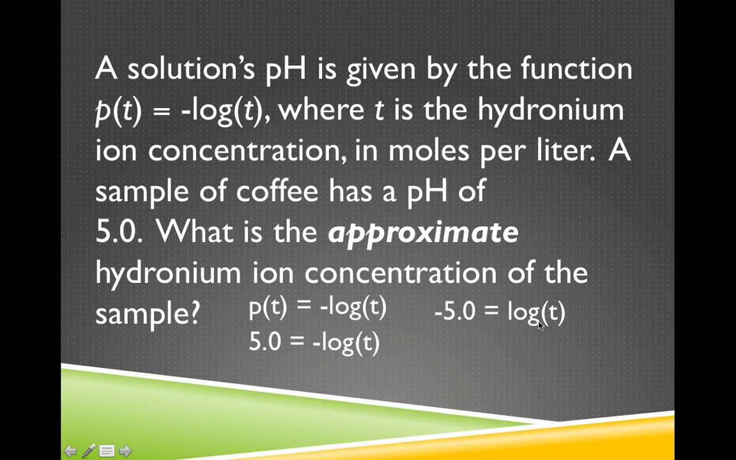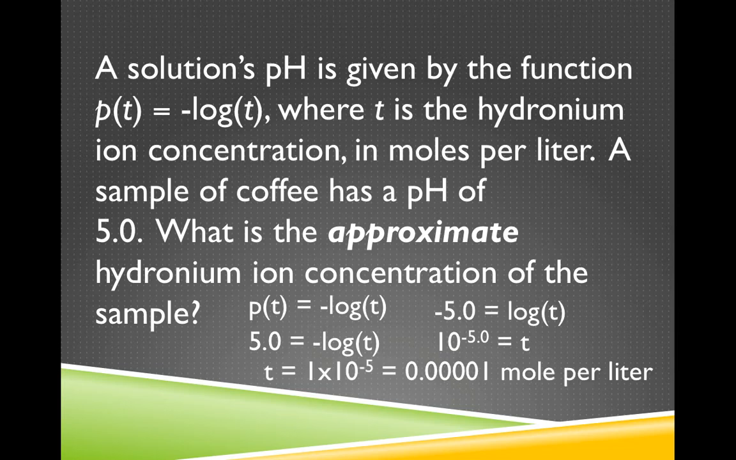Now this is base 10, so I'm going to change this from log form to exponential form. And I'm going to say 10 to the -5 is equal to t. Now I'm able to just type that into the calculator and find out that t is 1 times 10 to the -5, 0.00001 mole per liter. That is the hydronium ion concentration of the sample.